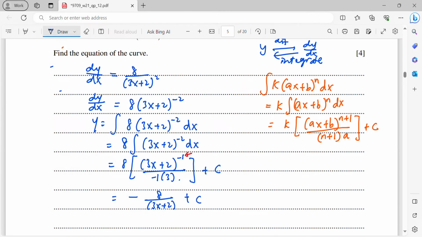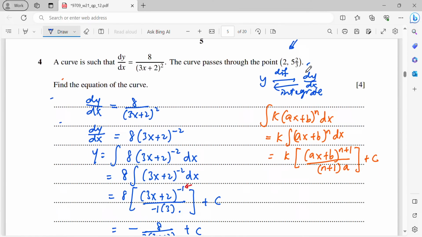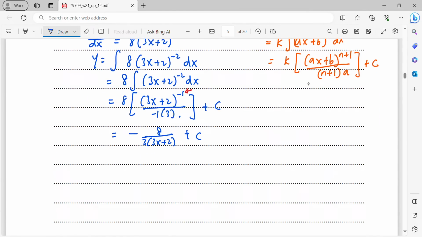Then plus c. Okay, sorry, I missed out the 3 here, so it should have 3. Now after this, to find the c, substitute the point coordinates. So x is 2, y is 5 and 2/3. So this is my y. At 2, 5 and 2/3, that means the x is 2, the y is 5 and 2/3.